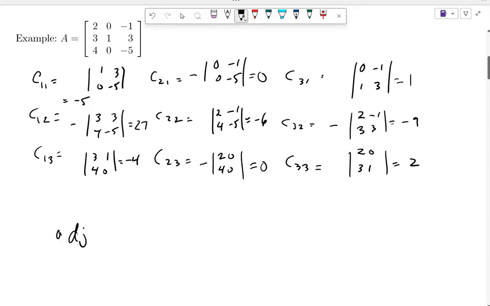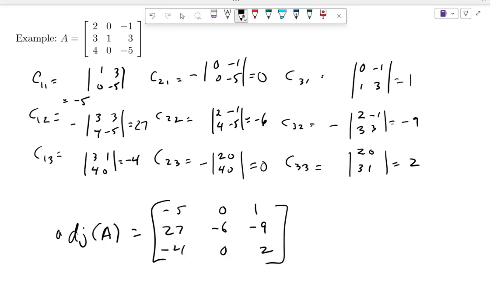I can use the appropriate notation. The adjoint here will be -5, 0, 1, 27, -6, -9, -4, 0, 2.